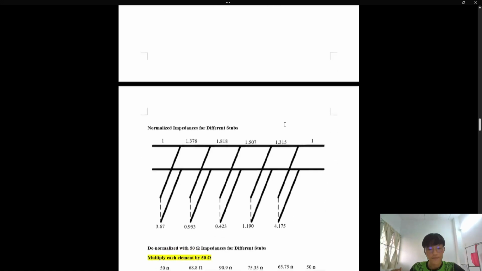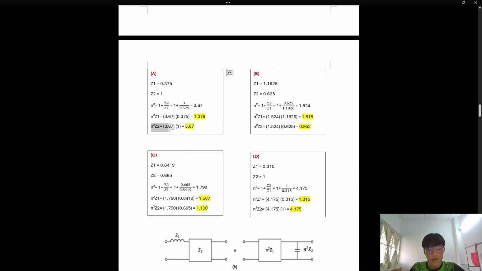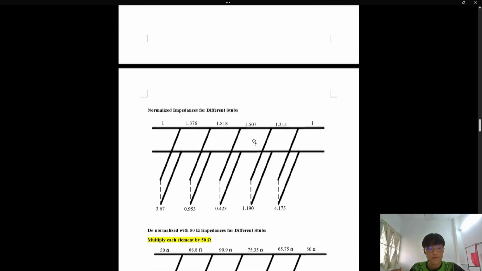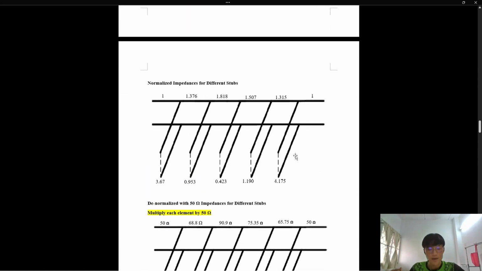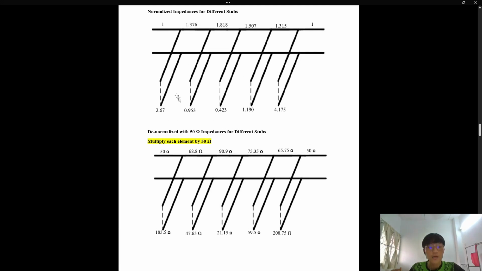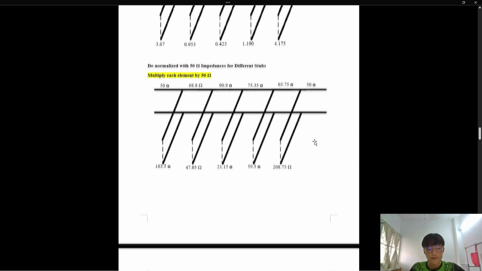Therefore, we transform it, it will become like this. And if you take a look, notice here, for this one is the n squared divided by Z2. So wherever the answer that we get from the n squared Z2, all these are the capacitor, which is in parallel, open circuit. So you can see that all these are the values of the capacitor, which is in open circuit, and these are the values for the inductor. And then we denormalize it with the 50 ohm impedance for each stub. Once we multiply it, we can get the final value of it.